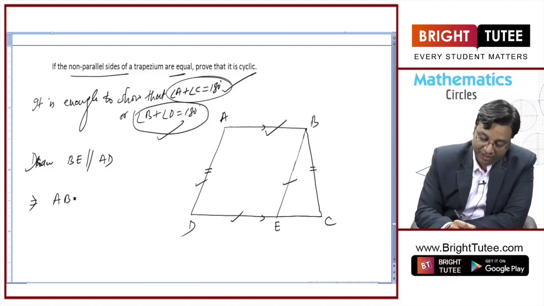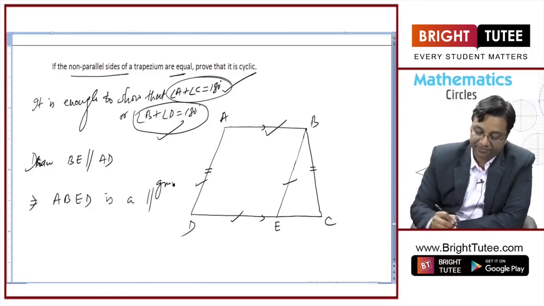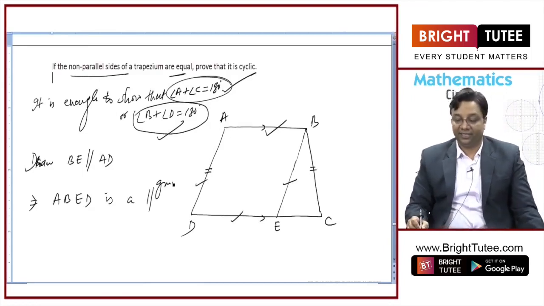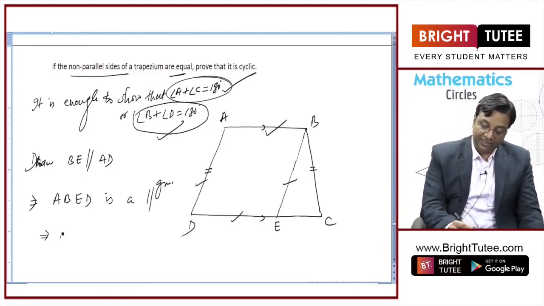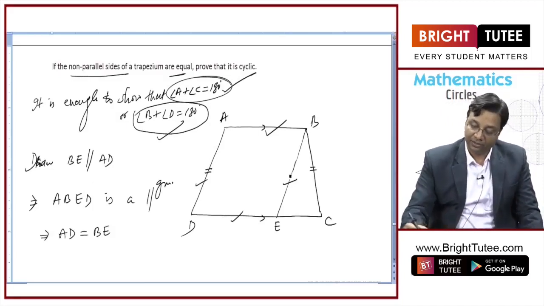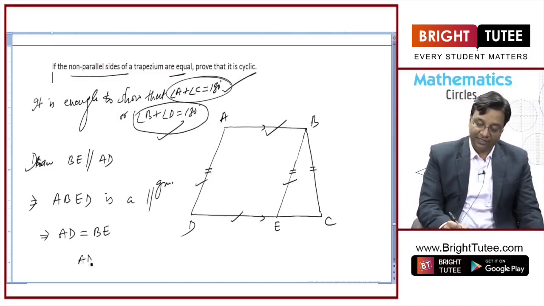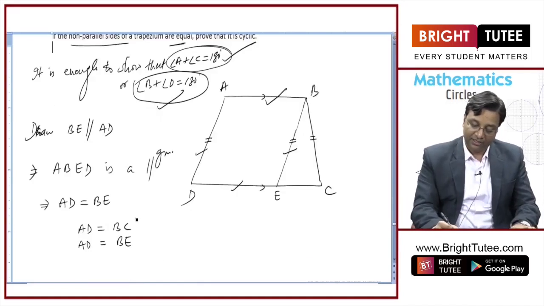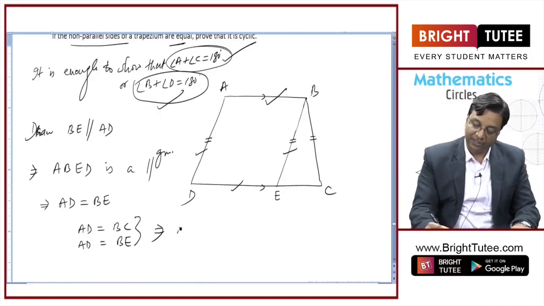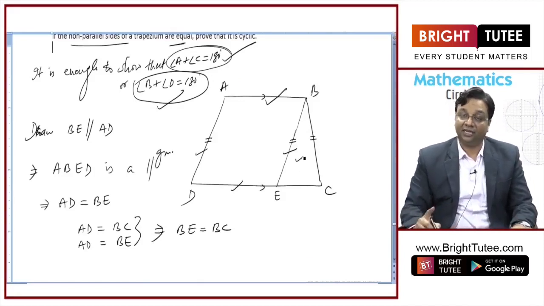As soon as you draw this line, it is parallel to this line, which is parallel to this line. So what is ABED? ABED is a parallelogram. Hence, I can say AD is equal to BE, opposite sides of a parallelogram. So, AD is equal to BE. Now see, AD is given as equal to BC, AD is equal to BE, we have just shown. Now these will tell me that BE is equal to BC. So this triangle BEC is an isosceles triangle.